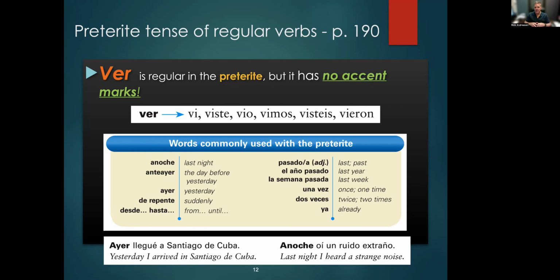De repente is a prepositional phrase that means of suddenly, of a sudden. It's used if you're relating things. So Mark and I were in the restaurant when suddenly Taylor Swift walked in. So de repente, suddenly, indicates that the preterite is coming up next, because that happened suddenly. It happened one time and it's over and done with. Desde antes mean from, and then until.